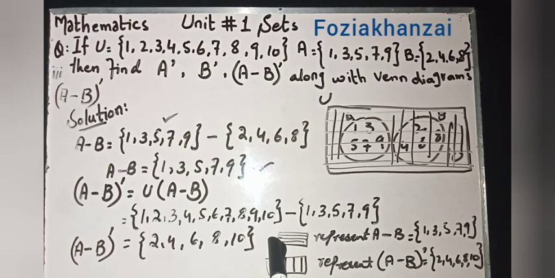So horizontal line represents A difference B, 1, 3, 5, 7, 9, and vertical line shows A difference B whole complement, 2, 4, 6, 8, 10. Done all three parts. Now class 8, done your chapter number 1, set, whole work done.